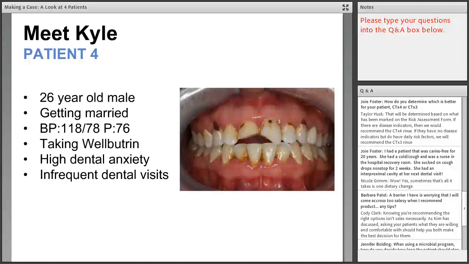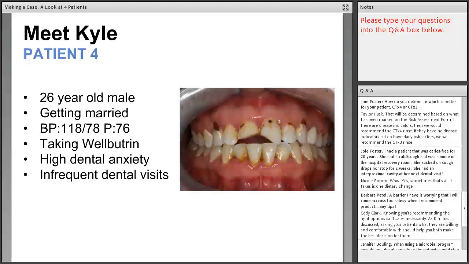Okay, so let's meet Kyle. Kyle's 26 years old. He walks into my practice about a month ago. He's come to see me because he's getting married. His bride is like, you've got to get your teeth fixed for the wedding, because we can't have these wedding photos with you with broken front teeth and black teeth and holes in your teeth. You've got to get this fixed.